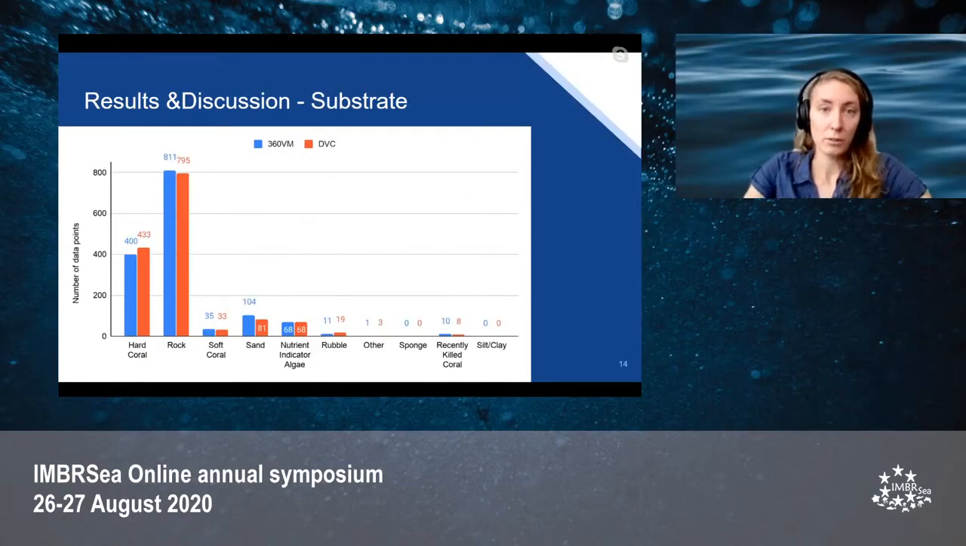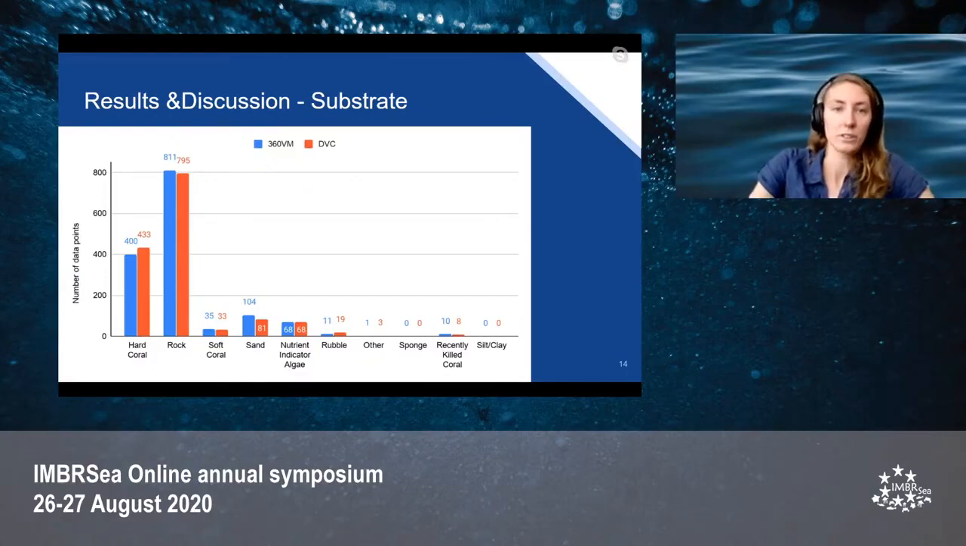The Substrate Survey was the only survey with similar results in both methods. So here the 360 video monitoring worked as well as diver-based visual census, probably also because this was just a certain amount of data points that were recorded, and it did not matter how fast you went along the transect. And here, obviously, an advantage was the reviewable data in the 360 video monitoring, so experts could also take a look and verify your substrate identification, which is not possible in the field.